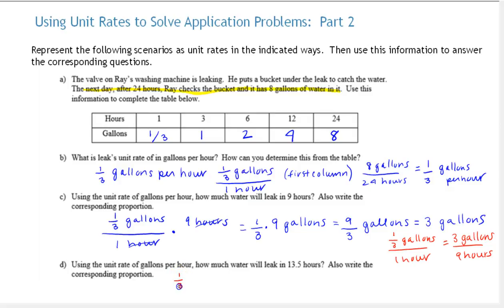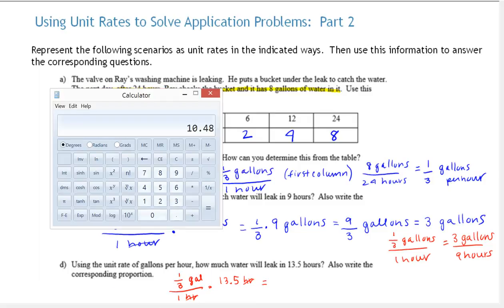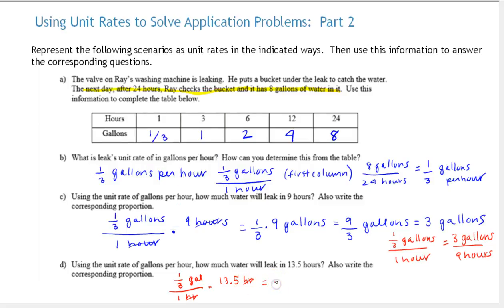So we have 1/3 gal per 1 hour times 13.5 hours. Okay, my hours cancel, so I know I set this up correctly. And now I'm going to multiply this on the calculator. I think we're going to get a repeating decimal. So first, I'm going to do 1 divided by 3, that's 1/3, and multiply by 13.5, which gives, oh, we didn't. We get 4.5 gallons.